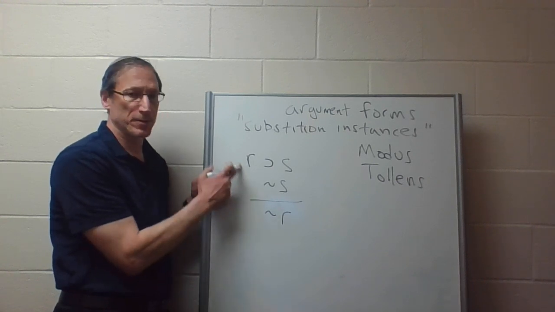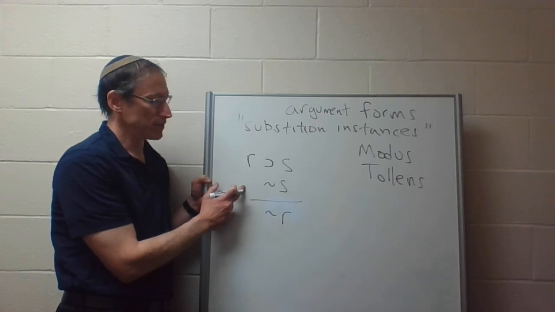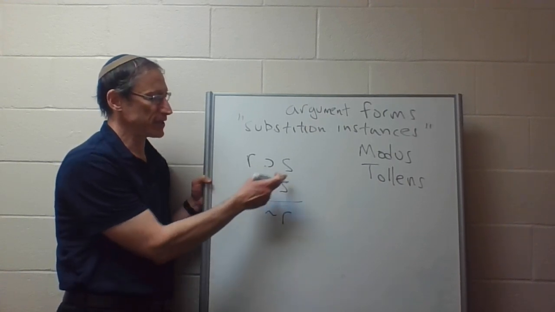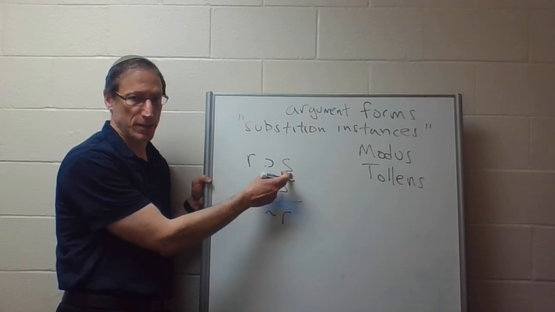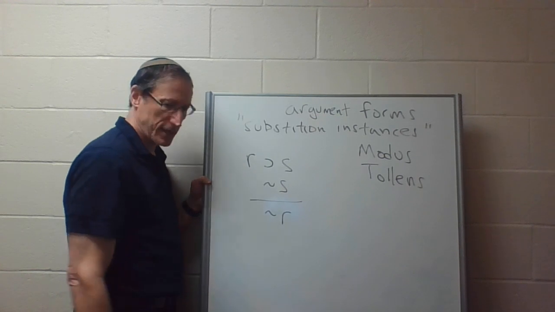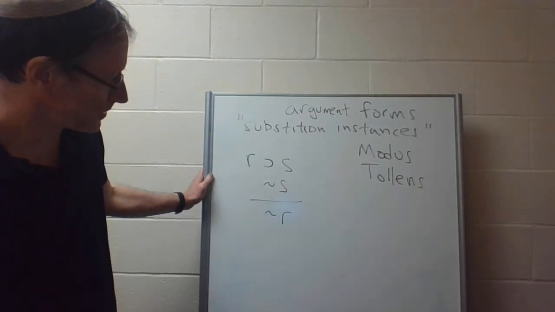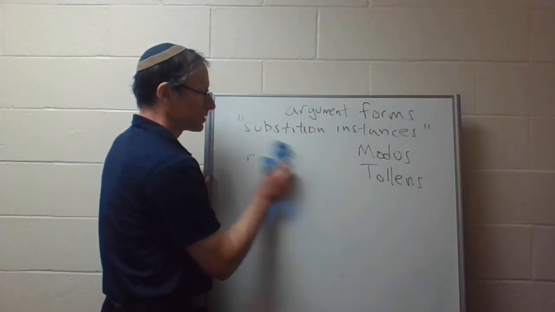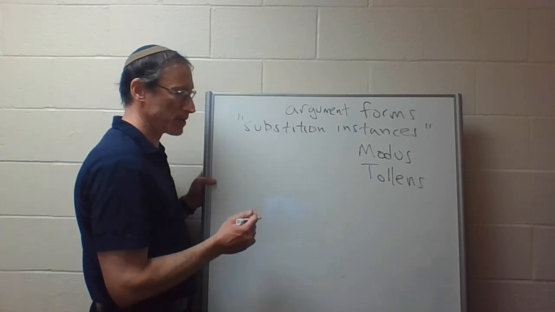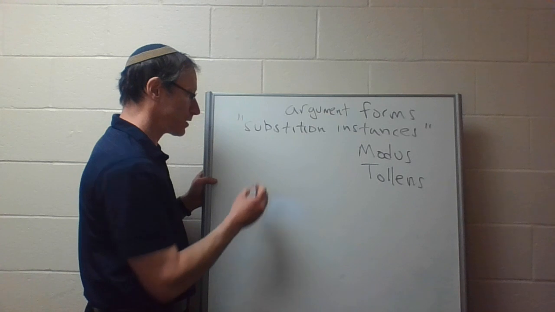The order of the premises doesn't matter, but there's only one version of modus tollens. You have a horseshoe and you have the negation of the consequent. You can infer the negation of the antecedent. So to give you an example of modus tollens, it could be long and complicated, but I won't make it too complicated so it will fit on the board.